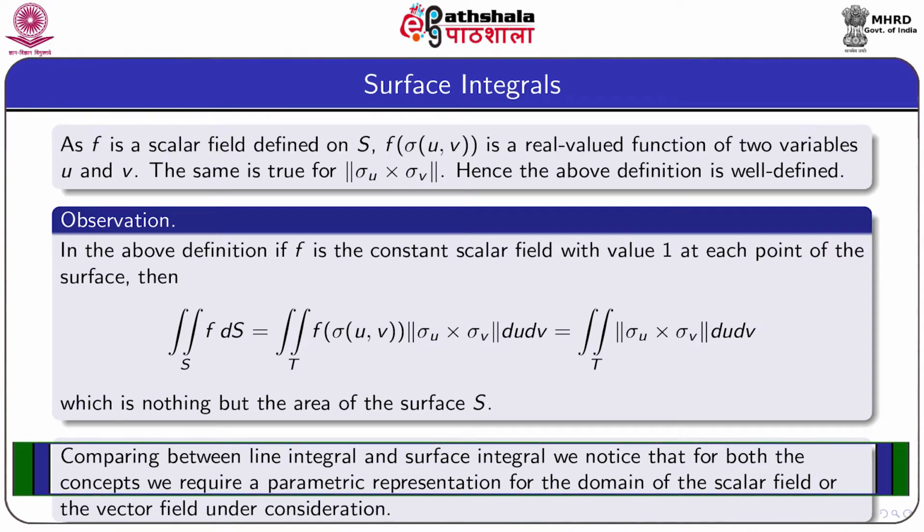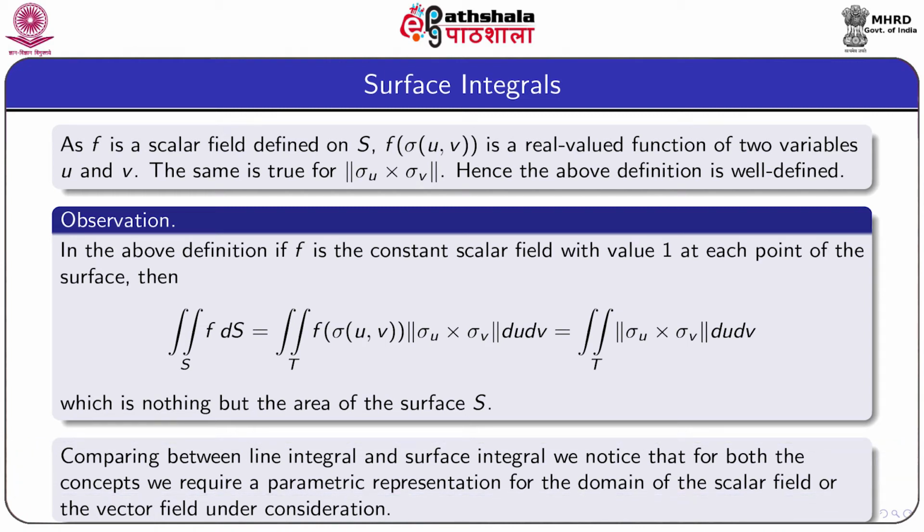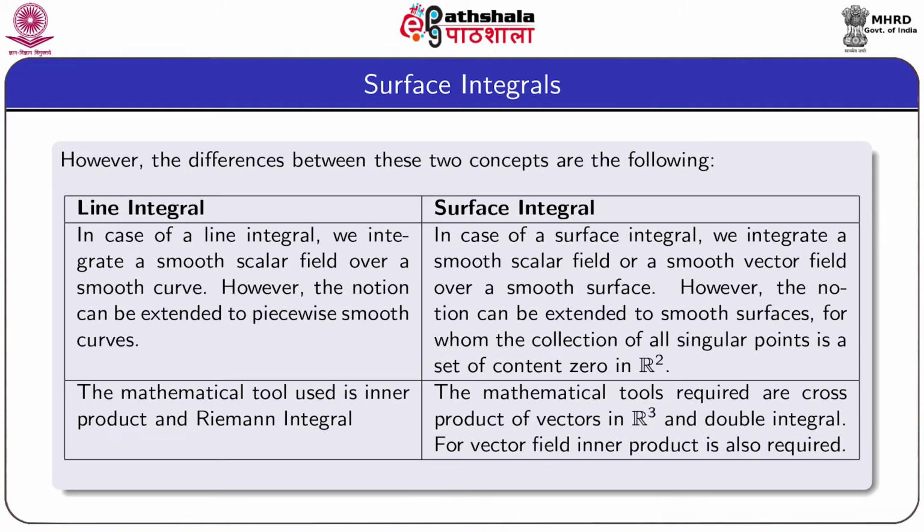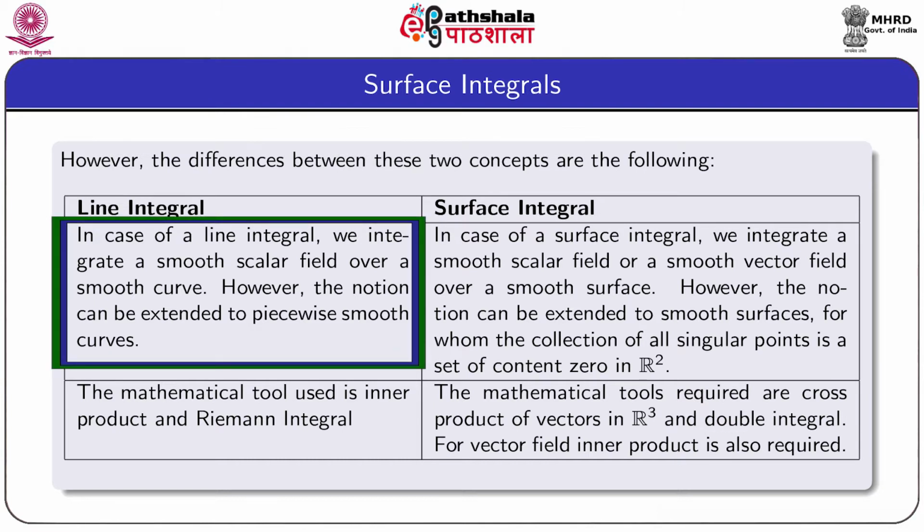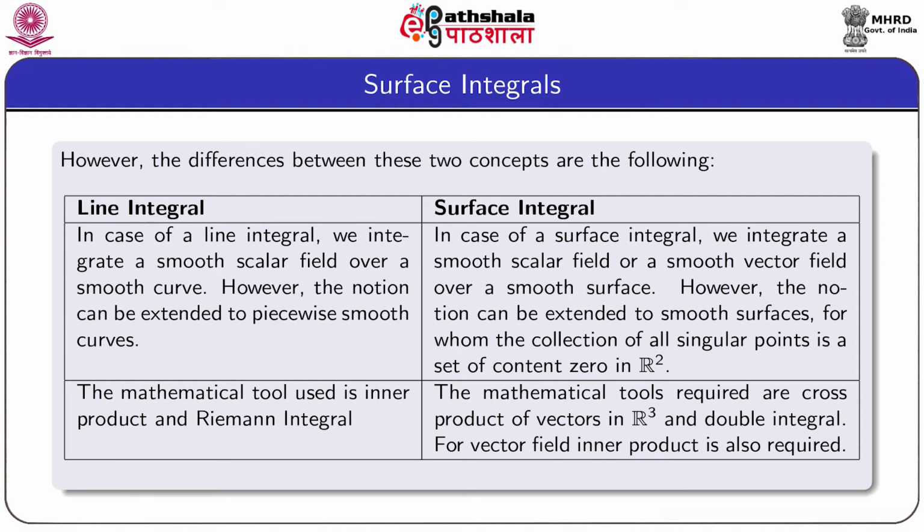If we compare between the concepts of line integral and surface integral, we notice that for both the concepts we require a parametric representation for the domain of the scalar field or the vector field under consideration. However, the differences between these two concepts are the following. First, in case of a line integral, we integrate a smooth scalar field over a smooth curve. However, the notion can be extended to piecewise smooth curves.